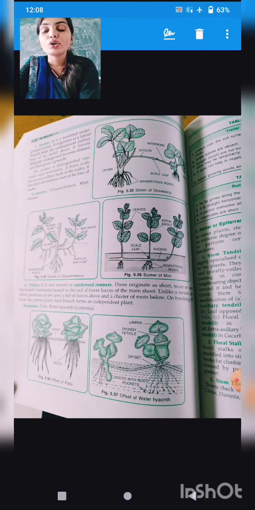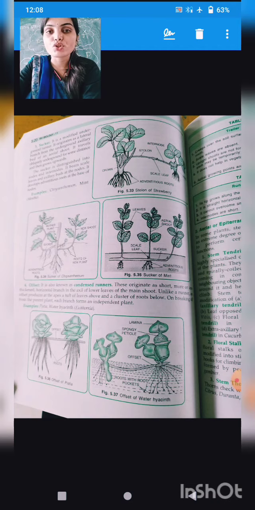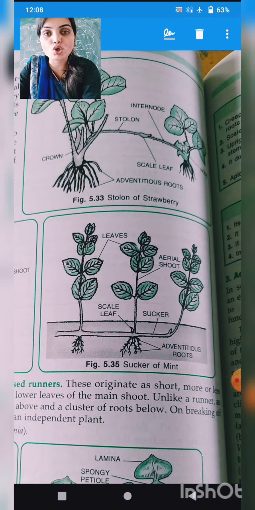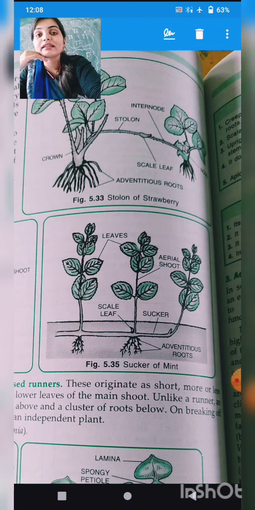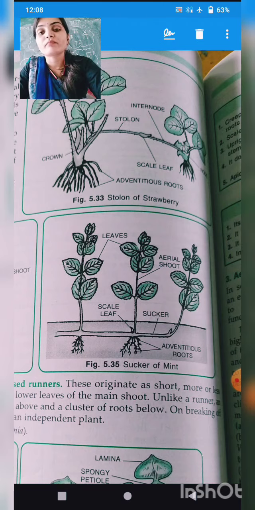Okay, now you can see the other diagram which is also given, for example, stolon of strawberry. Now what is stolon of strawberry? See, one stem is just going and forming a new plant from it. So such type of stem is known as stolon stem. Okay, as you can see in the stolon of strawberry.